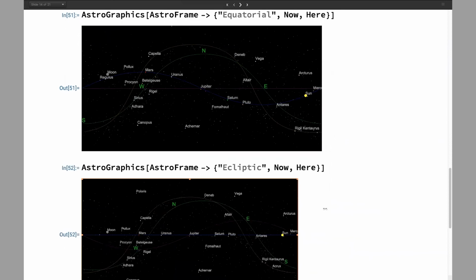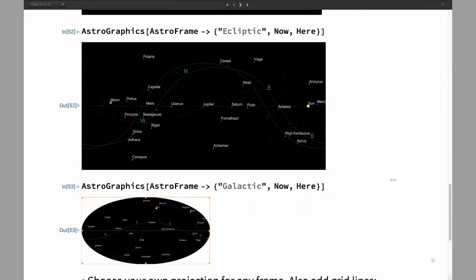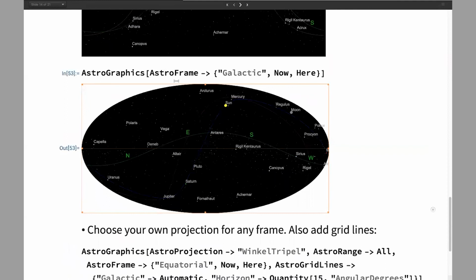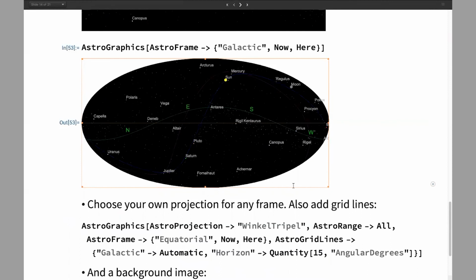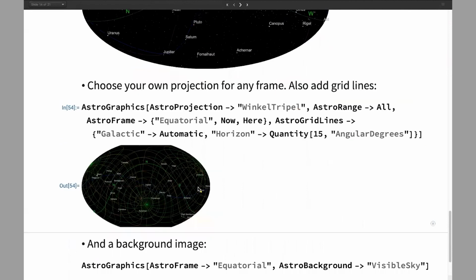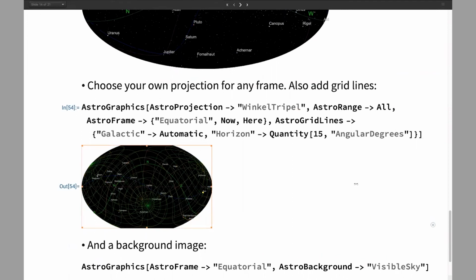equirectangular projection. And the galactic frame is typically used with the Mollweide projection. So by default, this is going to choose the Mollweide projection for the galactic plane. You can also choose your own projection. For example, this is a triple. Sorry, I want to make this bigger.